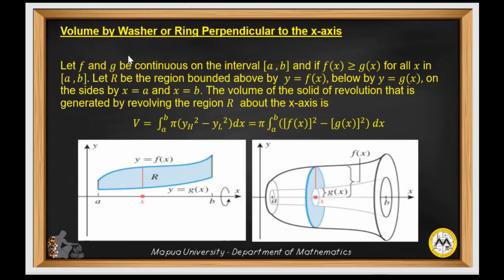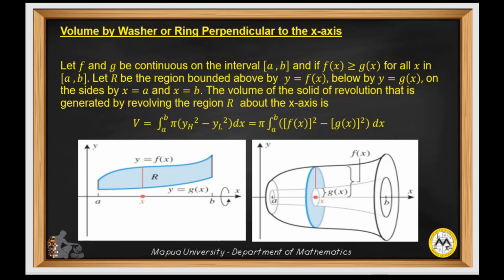Our discussion will focus on the second method in finding the volume of a solid of revolution, and that is the washer or ring method. Please take note that in the first method, which is the disk method, we consider the region R touching the axis of revolution, and the element is perpendicular to the axis of revolution, so that when it is revolved about the axis of revolution, a circular disc is formed.